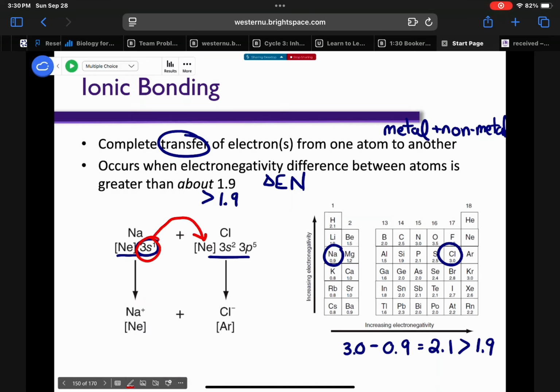I'm going to gain that 1 extra electron, so that I'm 3s2, 3p6, and another way of writing that is that I now have a noble gas electron configuration like argon. We have a complete transfer of the electrons here. Notice we now have a sodium cation, it's fully lost an electron, and a chlorine anion. It's completely gained an electron.